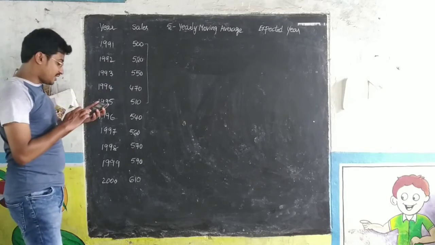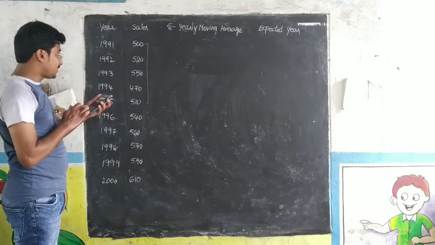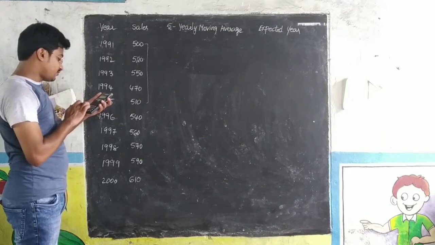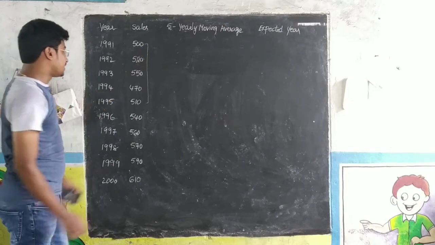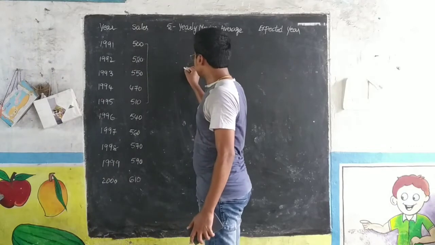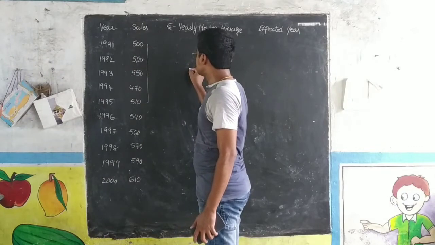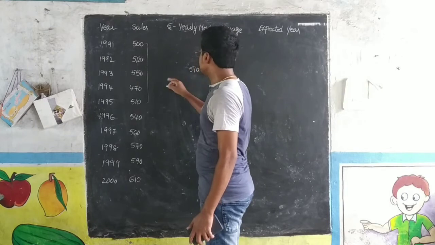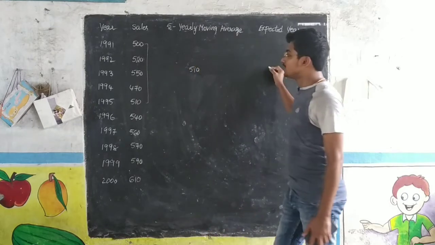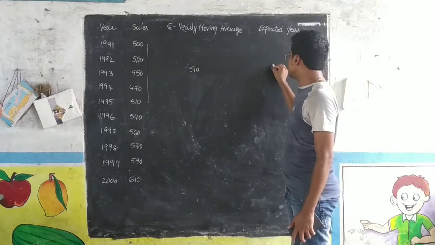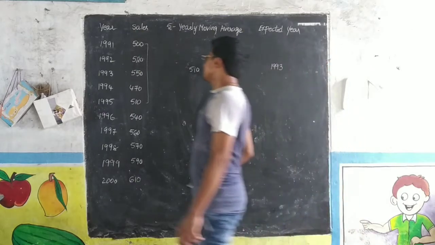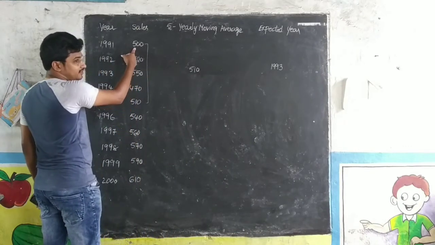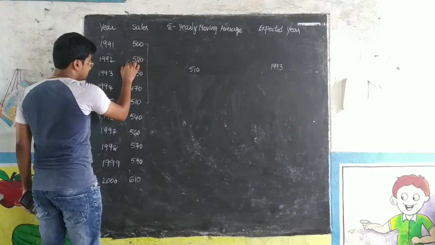First, the average of the first 5 years sales: 500 plus 520 plus 550 plus 470 plus 510 divided by 5 is 510. The middle year is 1993. The trend value is 510. Place the trend value at the middle year. What is the expected year? The middle year 1993 is the expected year. Next, the average of the next 5 years. This is the overlapping average.